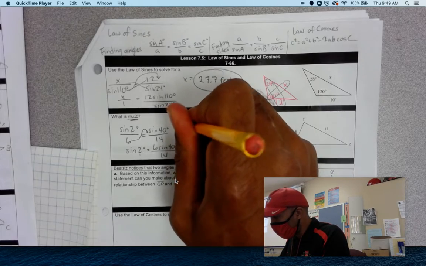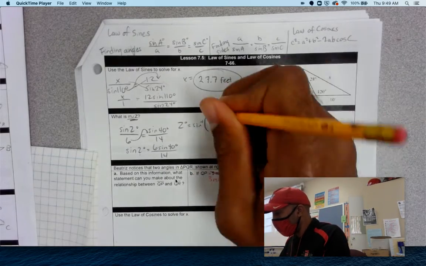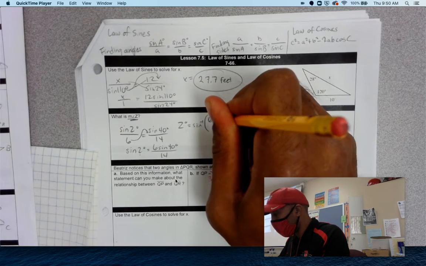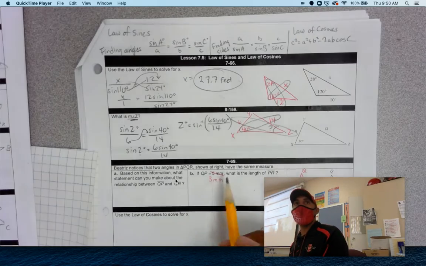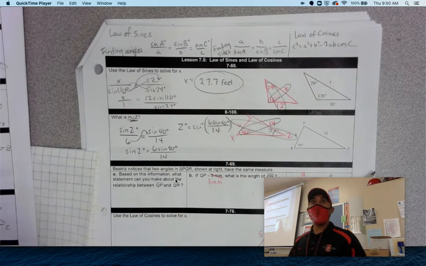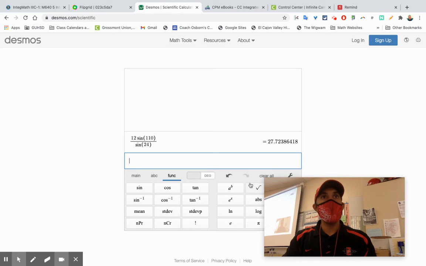So angle Z is now equal to sine inverse, so you put a little -1, of 6 times sine of 40 divided by 14. What I'm going to do is set this up on the scientific calculator. So, let's go to a new line here.